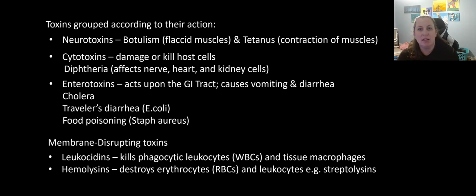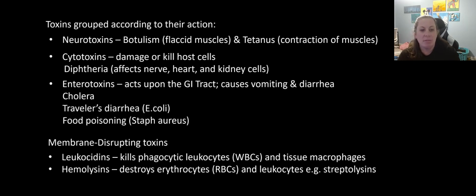Enterotoxins are going to act on your digestive system, your GI tract. These guys cause vomiting and diarrhea. And some good examples of enterotoxins are going to cause cholera, traveler's diarrhea, which is due to E. coli, and food poisoning, which is normally due to staph.